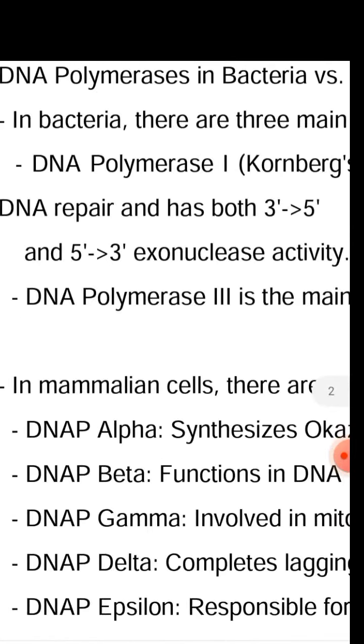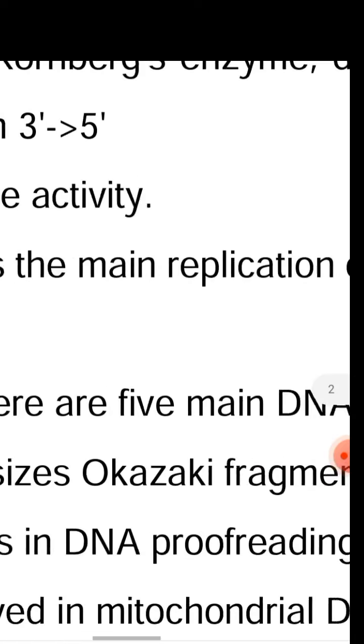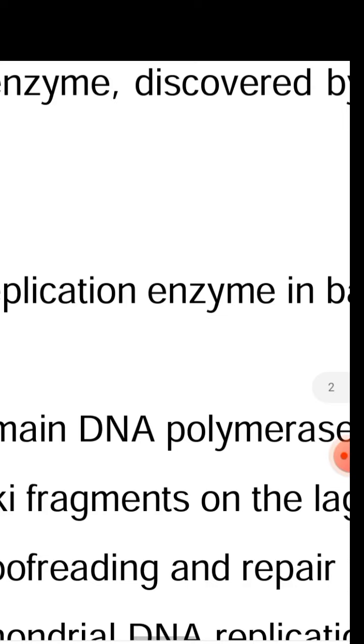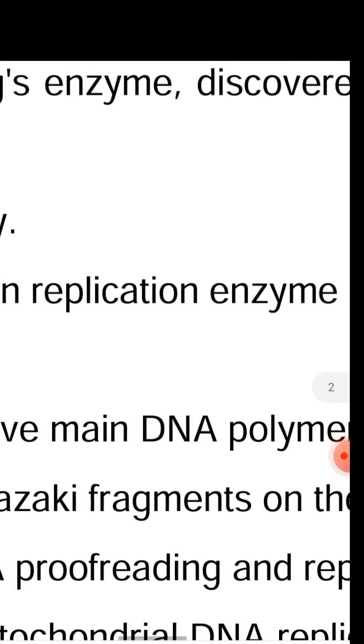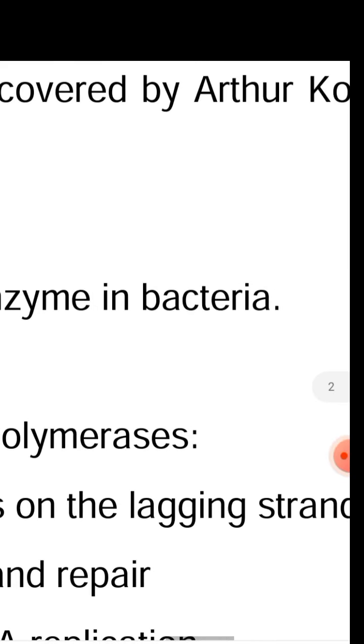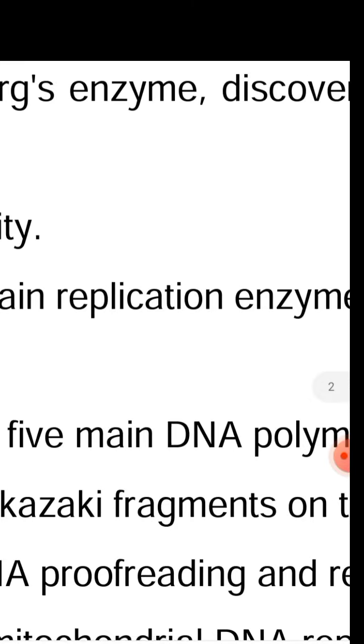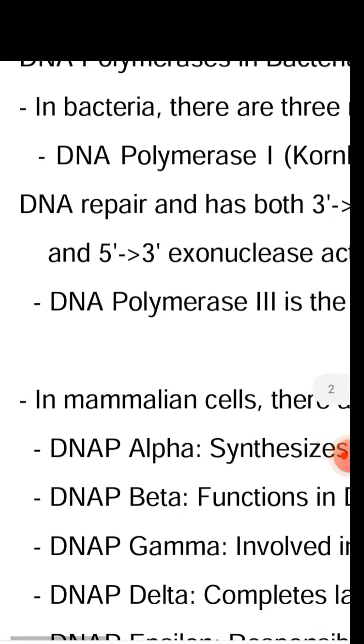Then one thing you also have to take note of is the DNA polymerase 3. We normally write enzymes in Roman figures. You can see the Roman figure 3. The DNA polymerase 3 is the main replication enzyme in bacteria. This can be another question. What is the main replication enzyme in bacteria? It is the DNA polymerase 3.